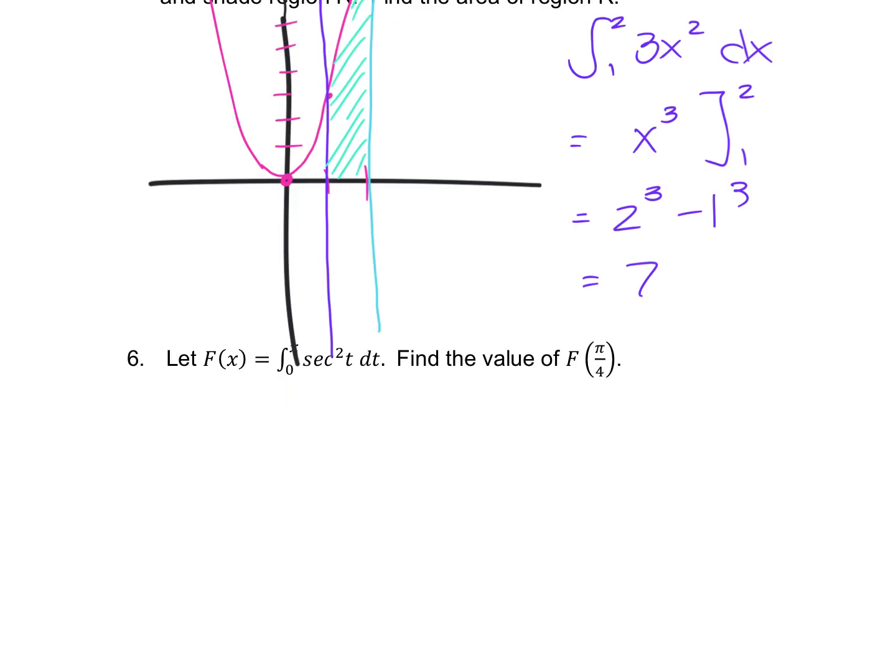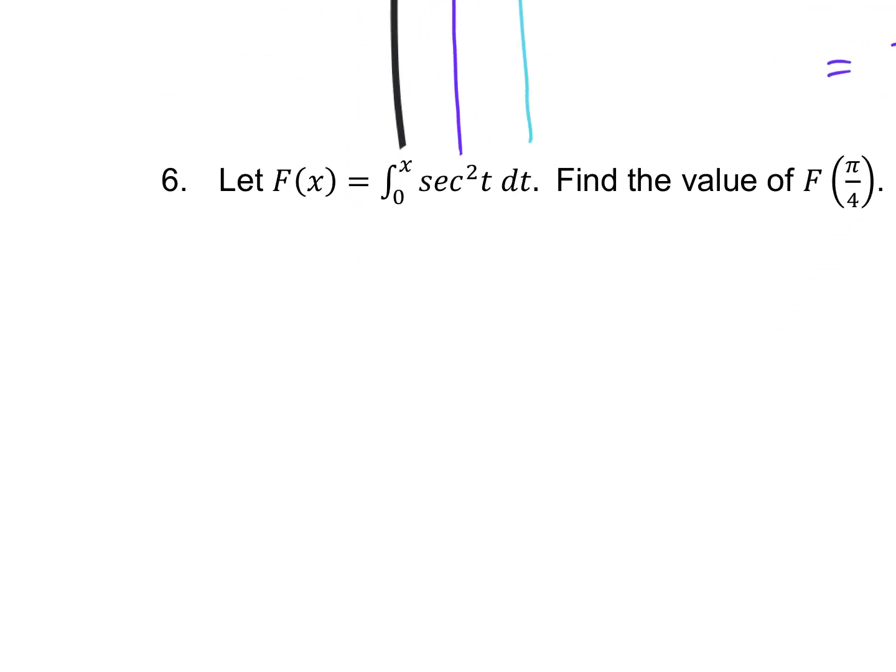All right, so in our last question here of our review, we would like to integrate secant squared of t dt from 0 to x. Although that's an x and not a number, we can treat that normally. Right, and just use our f of b minus f of a strategy. So first, what is the integral of secant squared? Tangent, right? Secant squared integrates to tangent. And we're evaluating that from 0 to x, yes?